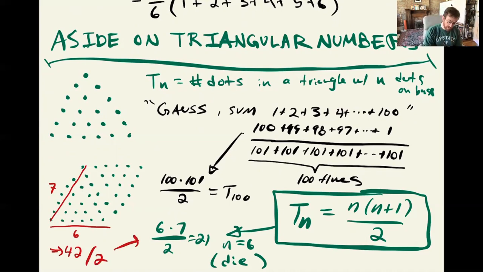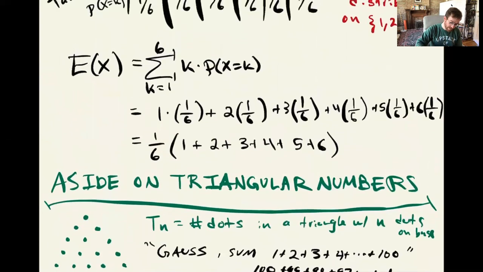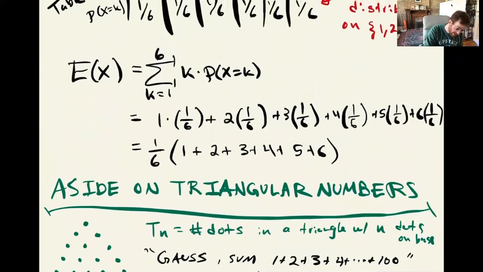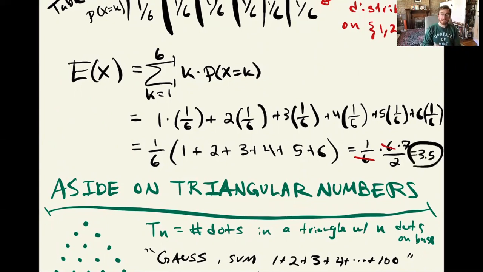So what does this all say? Let's go back briefly. I can finish my calculation very simply if I know about triangular numbers by saying that this is 1 over 6 times 7 divided by 2. I can factor that out, and that tells me that it's 3.5. That's the expected outcome. Now, isn't that strange, though? We say expected outcome, but it's actually an outcome we'll never see.